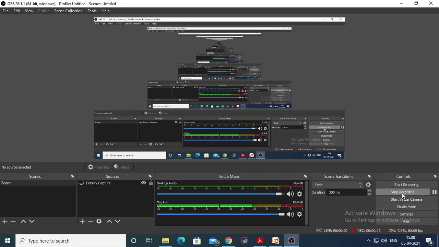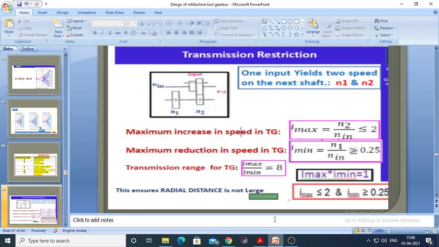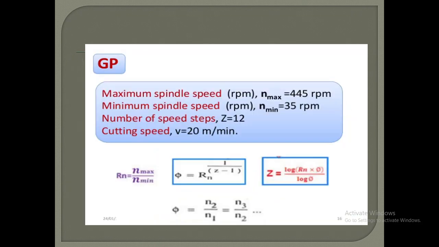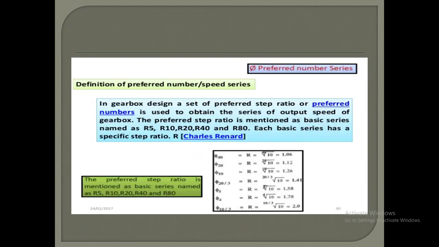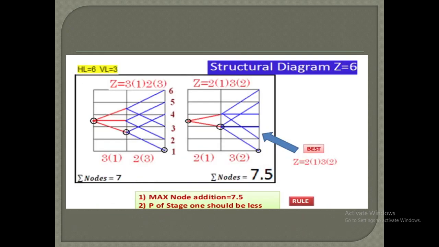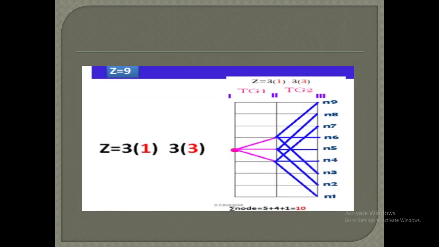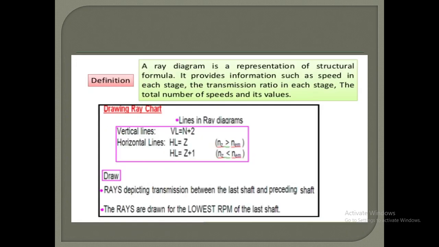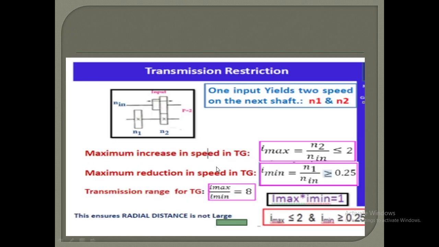In yesterday's lecture, we have seen how to draw the speed diagram and kinematic diagram. It is also known as the gearing diagram. In today's lecture, we will see how to draw the ray diagram. Okay, this is the ray diagram. The ray diagram will show the speeds of the transmission line.